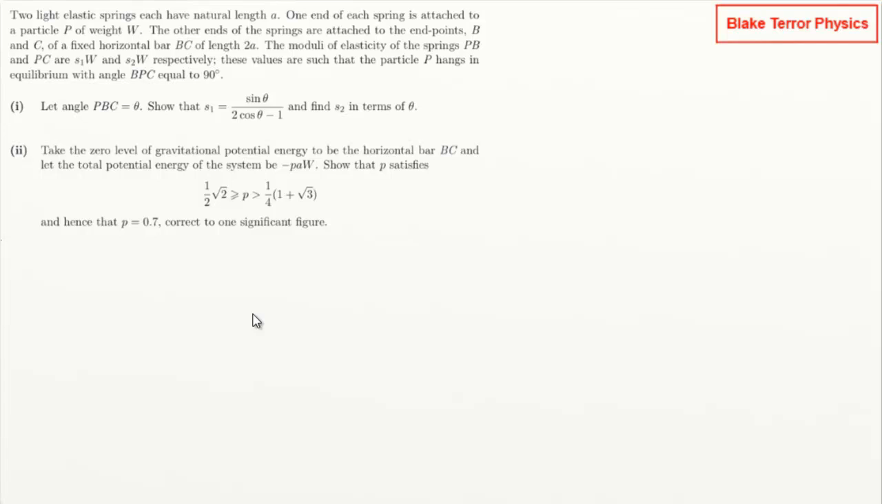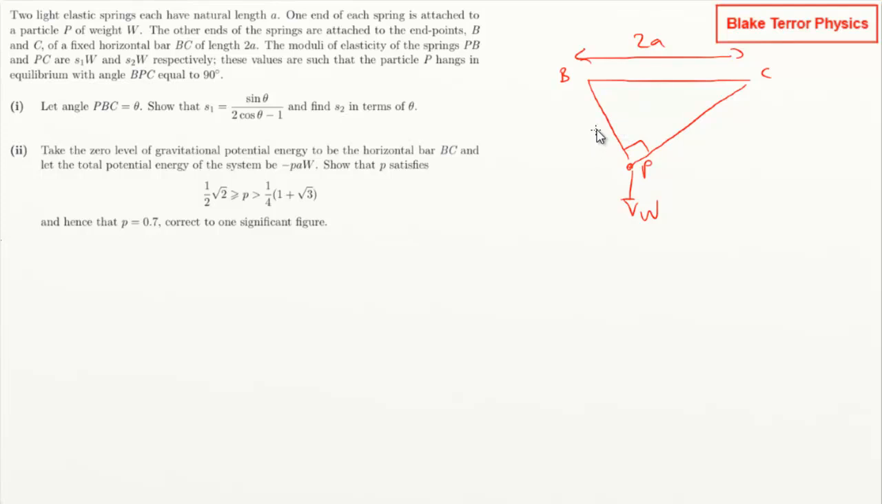of length 2A. Moduli of elasticity of the springs PB and PC are S1W and S2W, okay? These values are such that the particle P hangs in equilibrium with angle BPC equal to 90 degrees. Right, let's get a picture up then. So we've got a horizontal bar, which is BC, which has got length 2A. We've got this particle hanging down, which is making a right angled triangle. That is at P, which has got weight W.